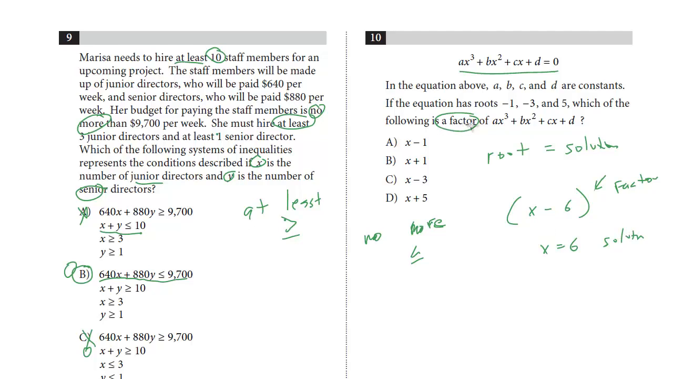And so they're telling us that it has roots of -1, -3, and 5. These, again, are solutions or roots, -1, -3, and 5. And so we know that the factors are going to be x plus 1, x plus 3, and x minus 5. If you look at the choices, the only one that has any of these is this one, right? We don't have an x plus 3, we have an x minus 3. We don't have an x minus 5, we have x plus 5. This is not a hard question at all, but you just have to understand this terminology: factors, roots, and solutions. Just keep that in mind.